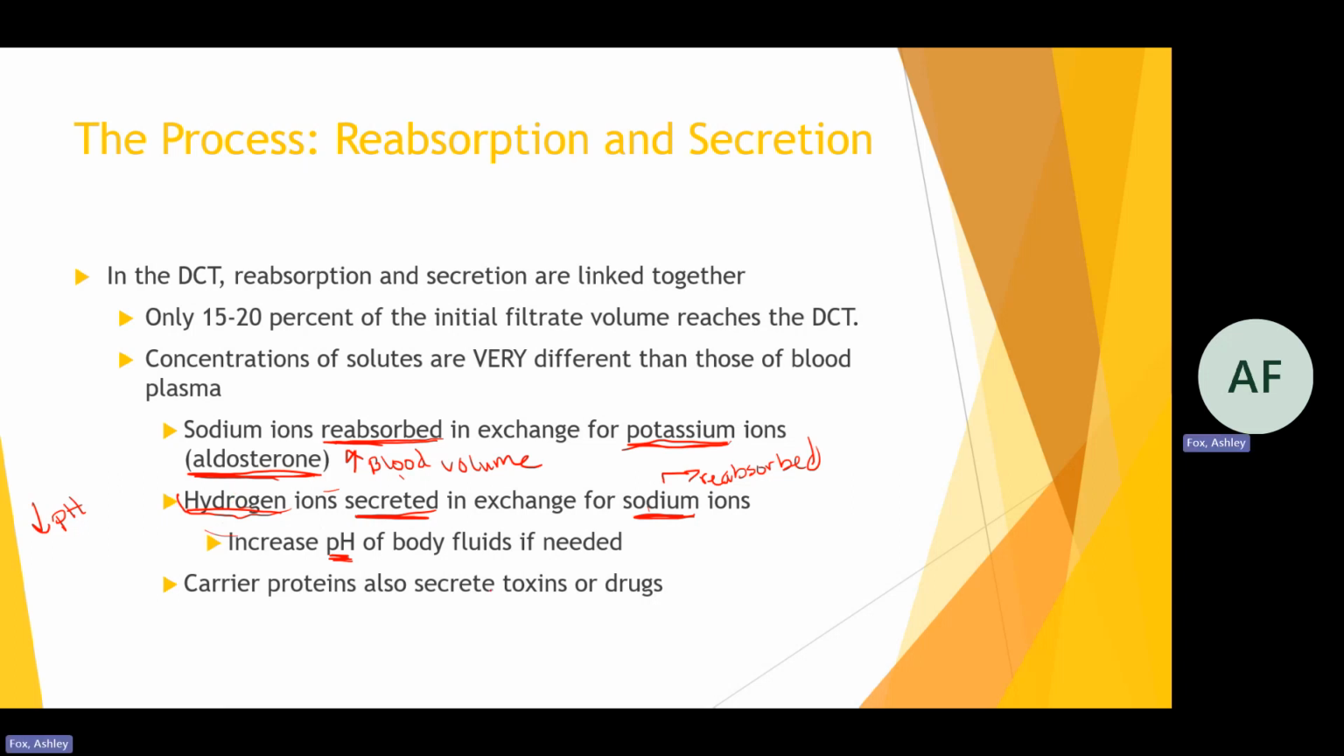We also have secretion of certain toxins or drugs that we need to get rid of. So carrier proteins in the distal convoluted tubule are going to take toxins and drugs from the peritubular fluid and put them into the tubular fluid to get rid of them.